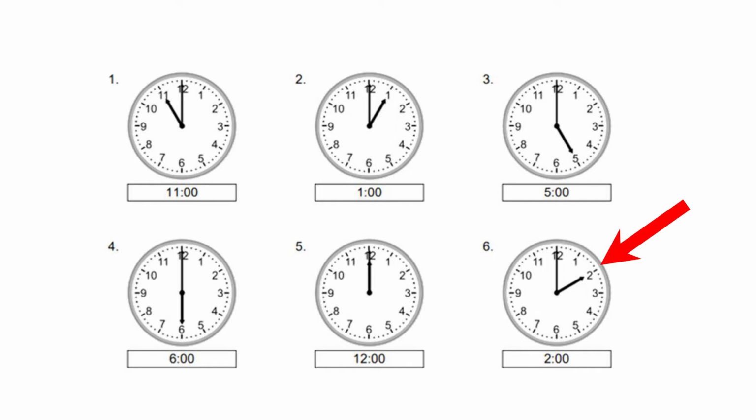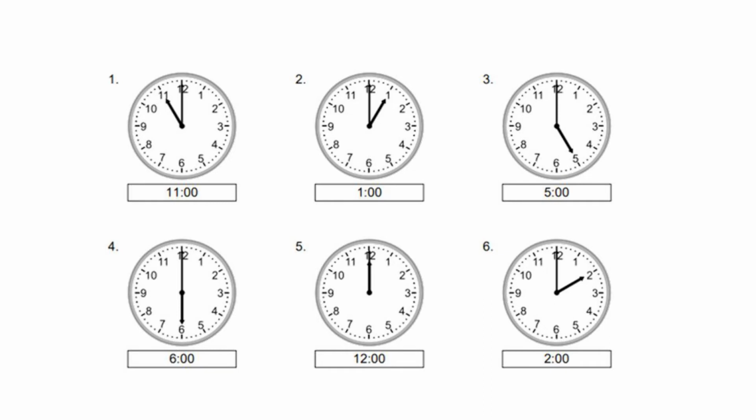Let's go to number 6. For number 6, I asked you to find 2 o'clock or 2 hours, meaning you have to draw your 2 hands. Let's see. Since it's 2 hours, then the shorter hand, which is the hour hand, needs to point to the number 2. The longer hand, which is the minute hand, needs to point to the number 12. This here shows 2 o'clock or 2 hours. If your clock looks like the one on the screen, then you have it correct. If not, you can always correct it later.